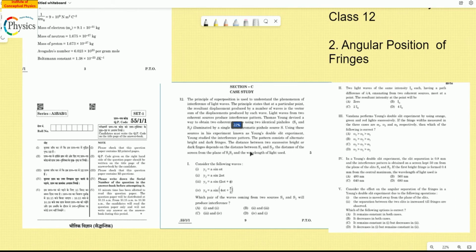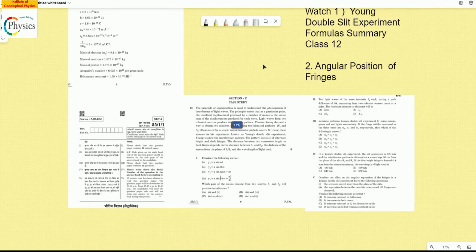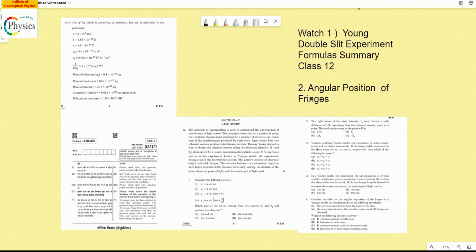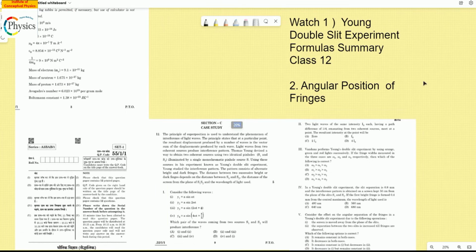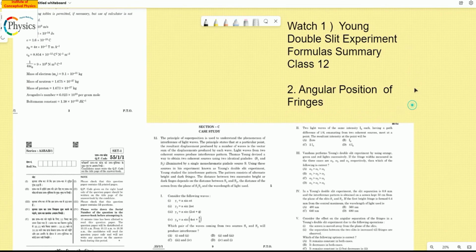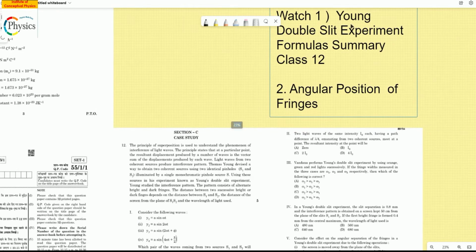We will discuss this question today. The case study has 1, 2, 3, 4, 5 questions. Before I start solving this case study, I have a request. From my teaching experience, what I find is a lot of students forget the formulas of Young double slit experiment. So I have prepared a YouTube video on my playlist of wave optics. Please go and see that.